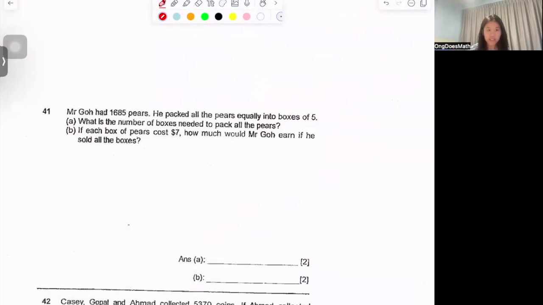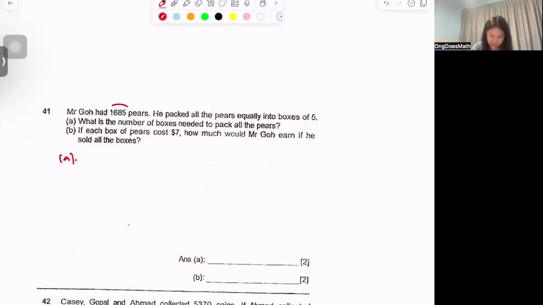Mr. Goh had 1685 pears. He packed all the pears equally into boxes of 5. Part A asks you, what is the number of boxes needed to pack all the pears? And Part B asks you, if each box of pears costs $7, how much would Mr. Goh earn if he sold all the boxes? So let's do Part A first.